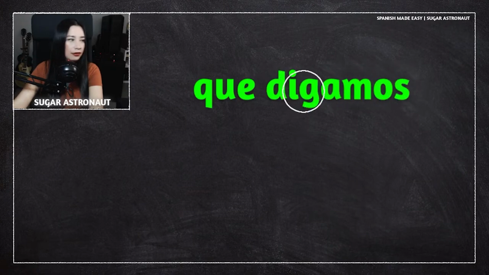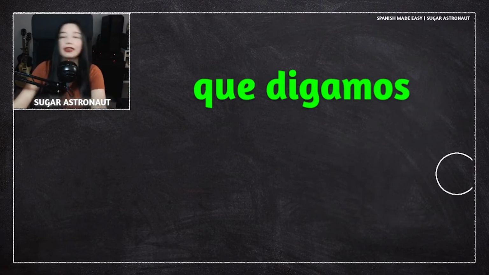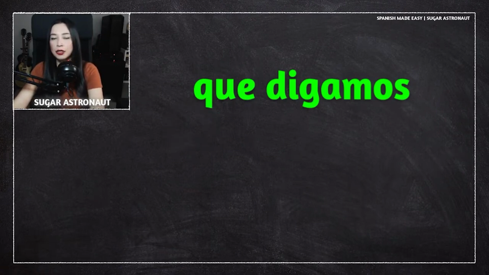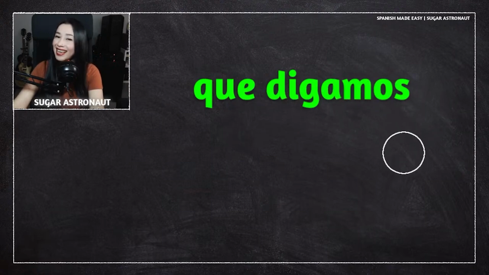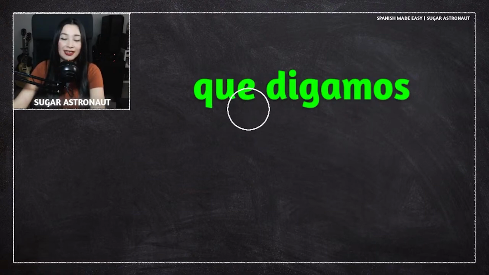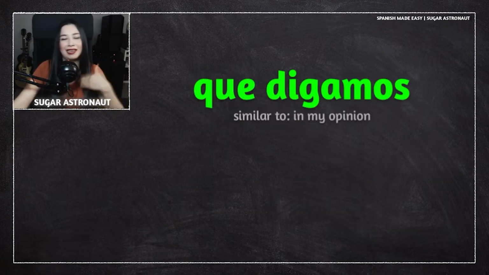Que digamos. Que digamos comes from the verb decir, and que means that or what. Digamos, we say, that we say. That's the literal translation, and it makes no sense, but it's similar to saying, in my opinion.